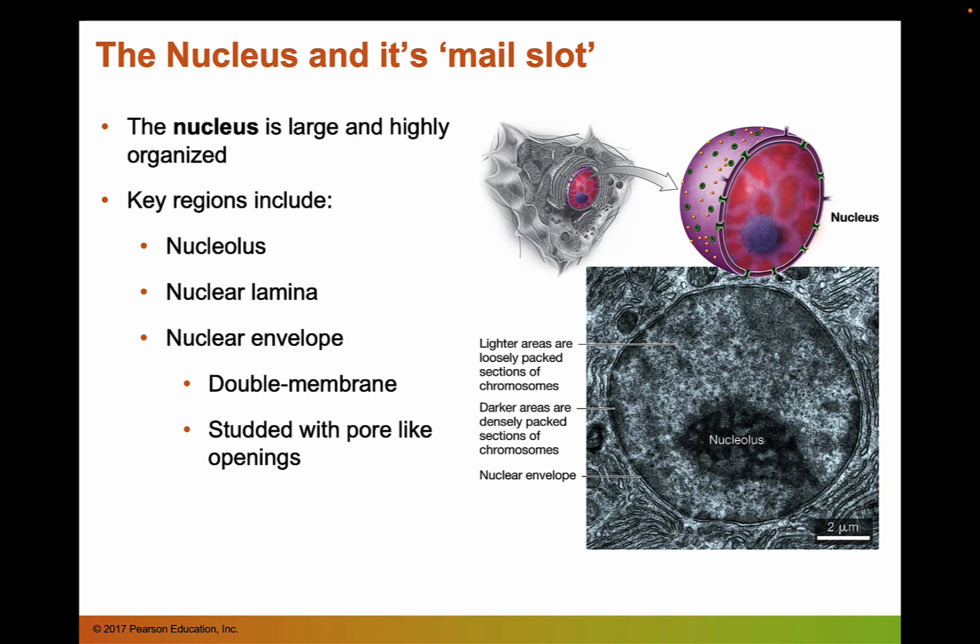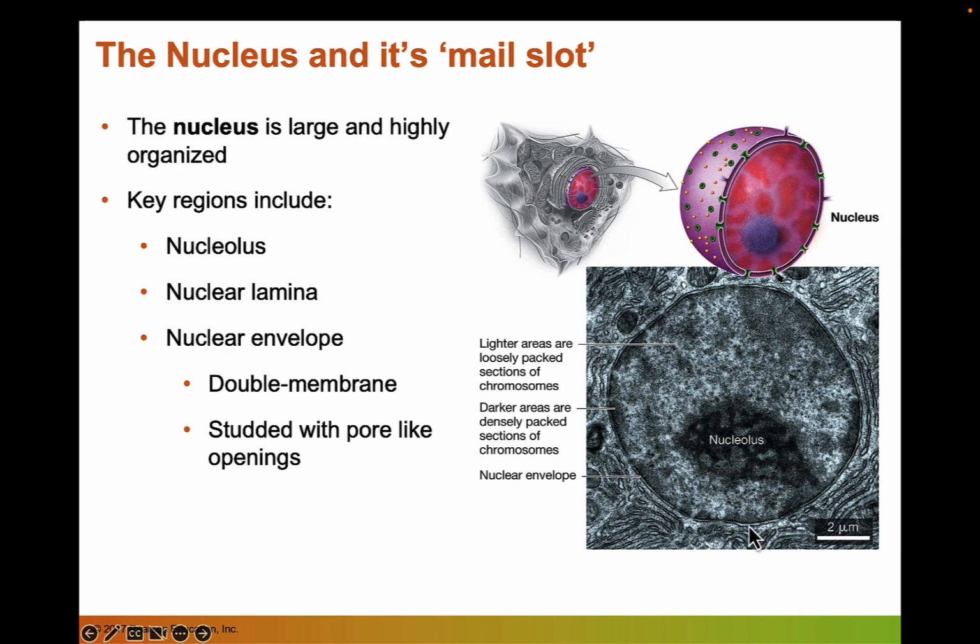So I want to remind you about some of the features of the nucleus and its mail slot. The nucleus is large and highly organized, and I'm going to point out some key regions. So we have the nucleolus. This is the site of ribosome assembly.